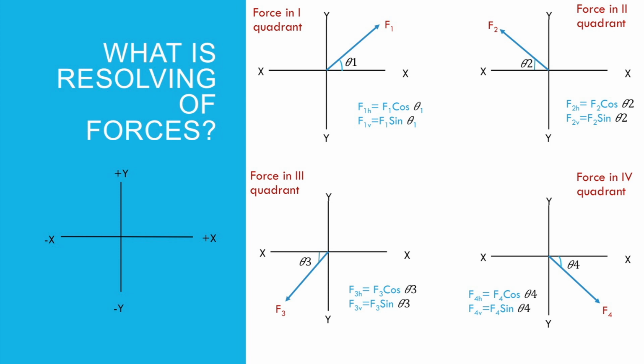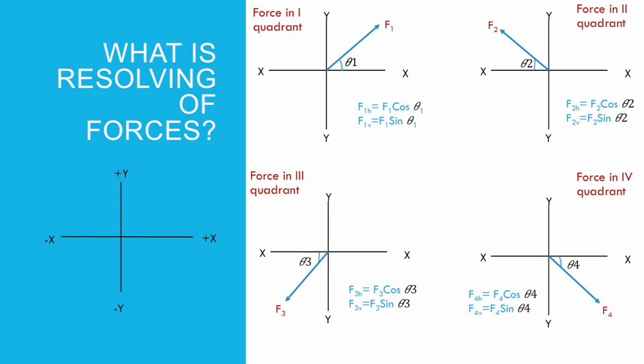Now, let us see the third one, when you have a force in the third quadrant. In the third quadrant, again we can resolve it into F3 cos theta 3 and F3 sin theta 3. But we know that in the third quadrant, both x and y are negative. Therefore, it is minus F3 cos theta 3 and minus F3 sin theta 3. Similarly for the fourth quadrant, where it is positive in x and negative in y.